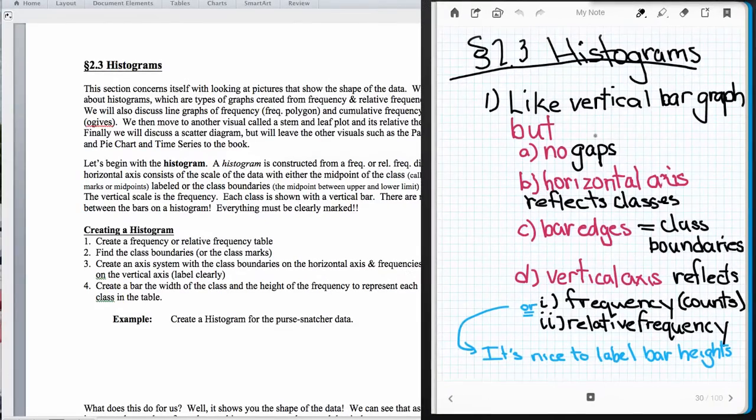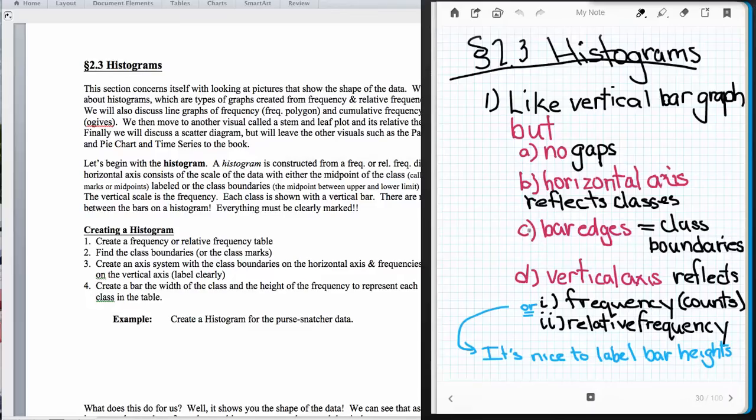And like a vertical bar graph, it has bars that are separated out by groupings, categories. The bars are of equal widths, and their heights tell you how much quantity is in each one of the categories. However, in a histogram, unlike the bar chart, we have no gaps between the bars. The horizontal axis is going to reflect not just any old category, but the classes that we have set up in a frequency distribution. The edges of the bars are going to touch one another, meaning that there's no gaps between them, and they're going to have bar edges at the class boundaries.